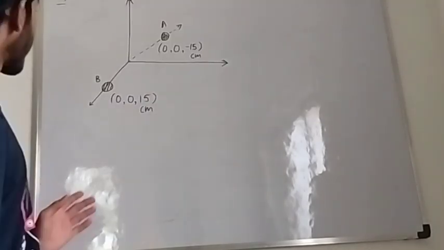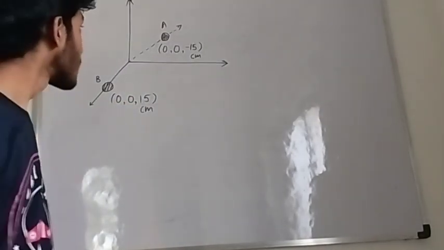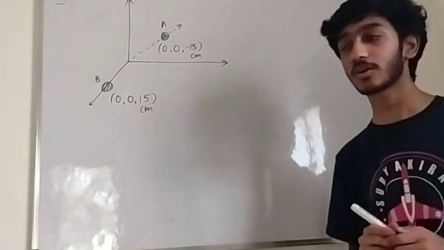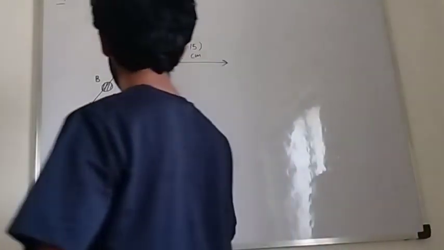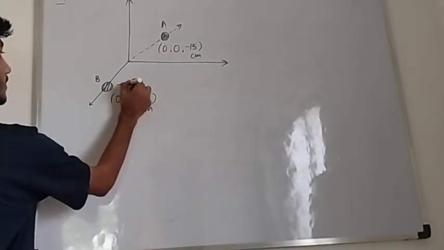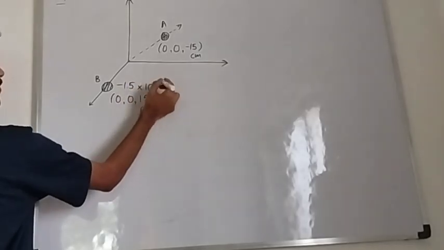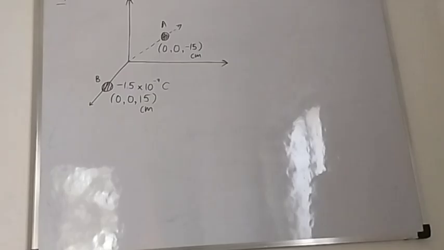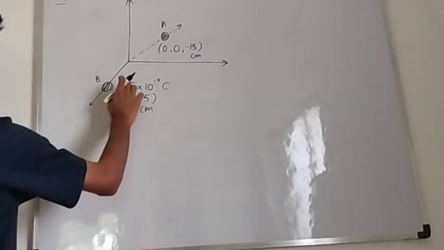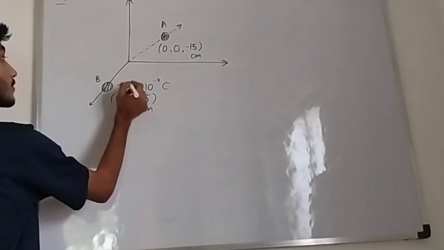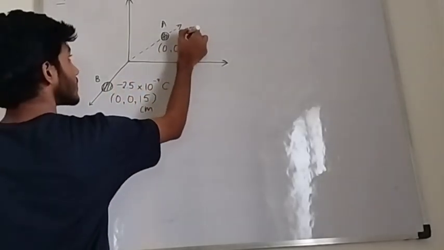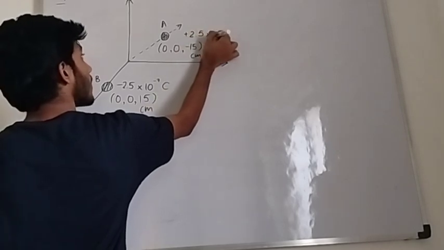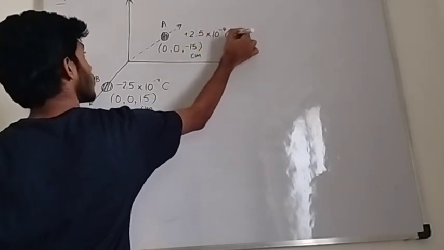This is the given diagram of question number 9, and we have been told to find the dipole moment as well as the total charge of the system. Also we have been given this charge. I'll just confirm, just a second. It is 2.5, I'm sorry. It is minus 2.5 and this is plus 2.5 into 10 to the power minus 7 coulomb.